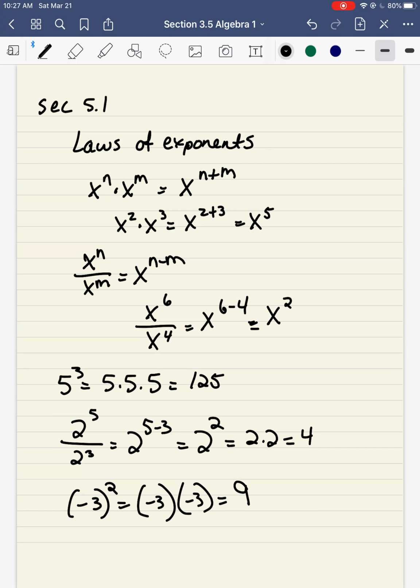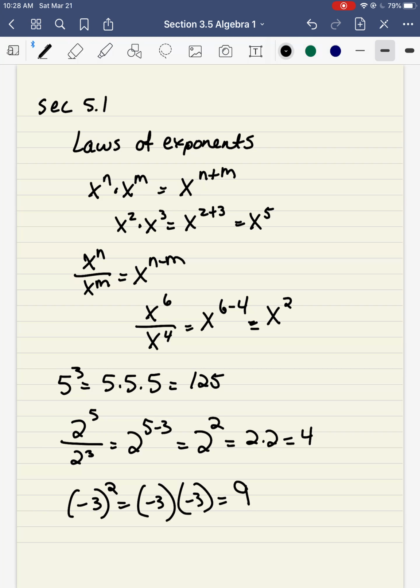For division, it's a subtraction of exponents. If you have x to the n divided by x to the m, that's equal to x to the n minus m. As an example, x to the 6th divided by x to the 4th, that's equal to x to the 6 minus 4, which is x to the second.